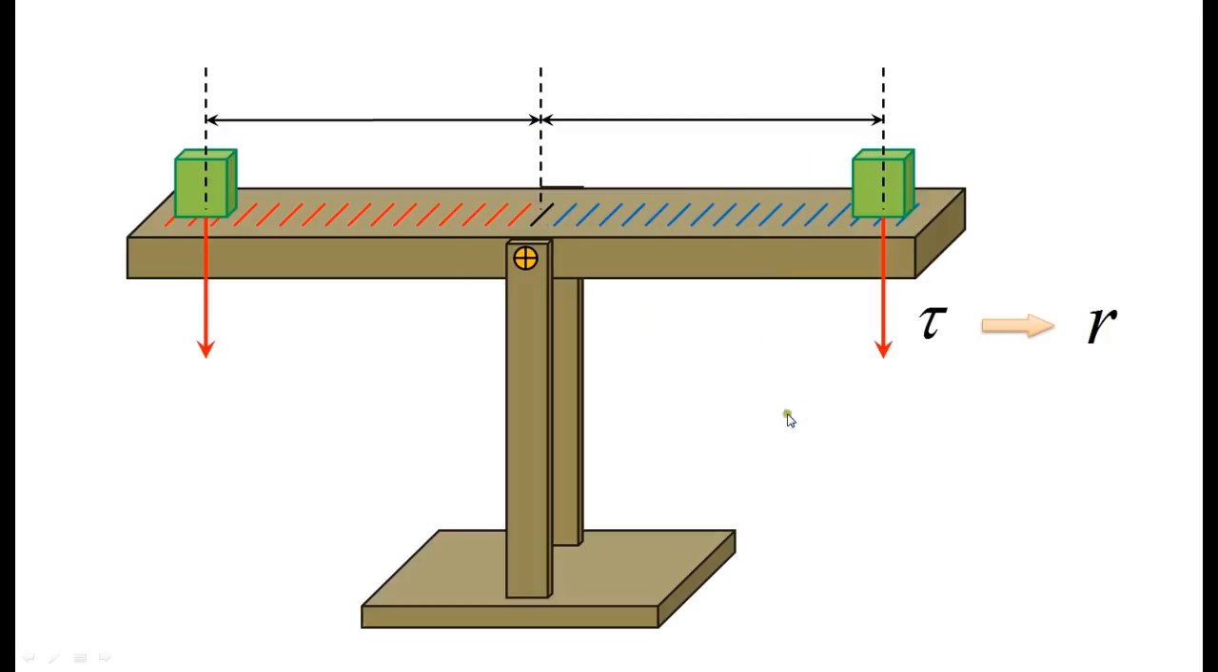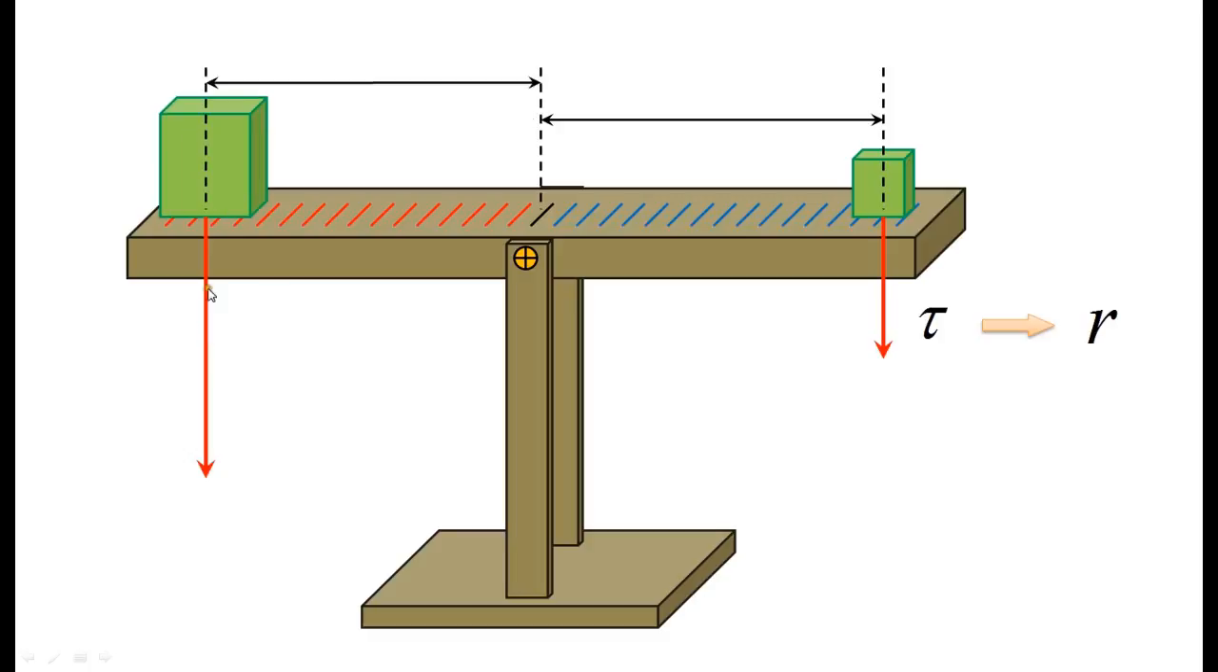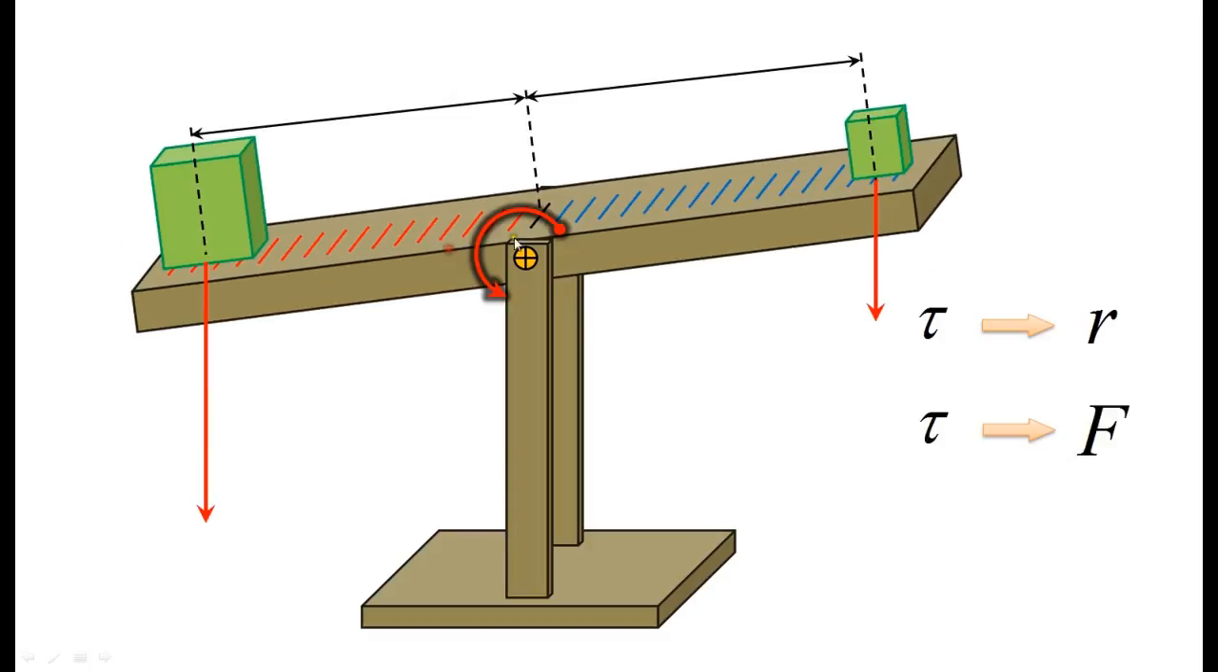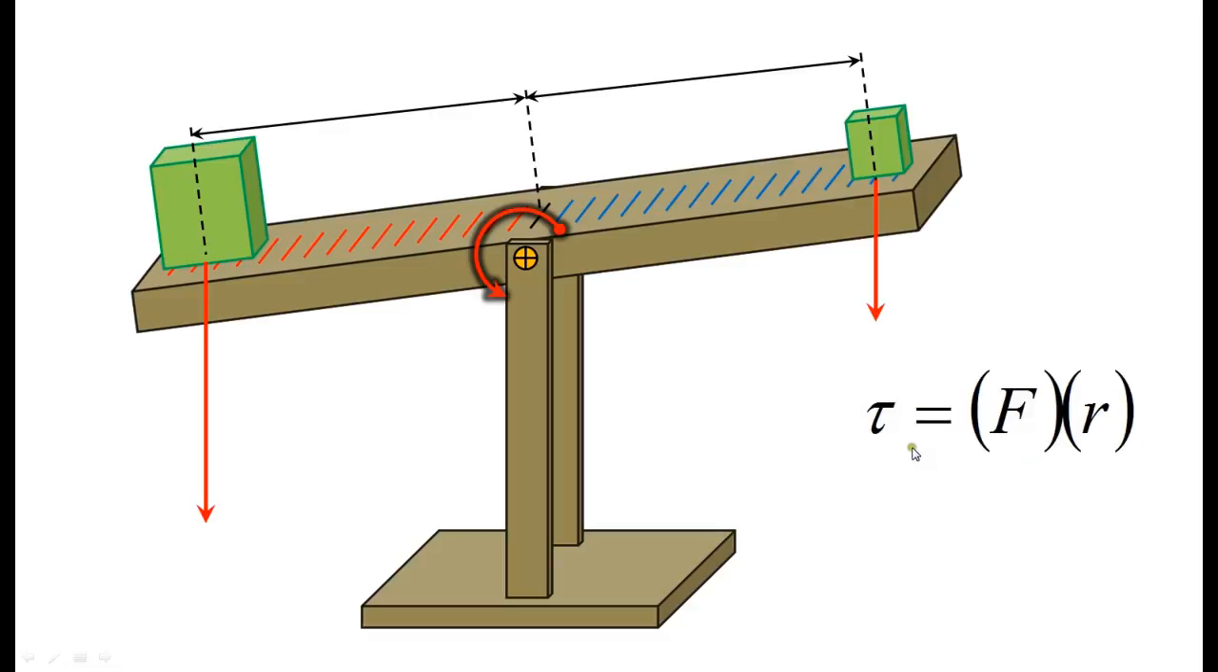The next thing we should notice is that if you change one of the forces acting on the plank, one side wins, producing an angular acceleration. So we can also say that the torque is proportional to the force. Now we can take these two ideas and put them into one single equation, like this.